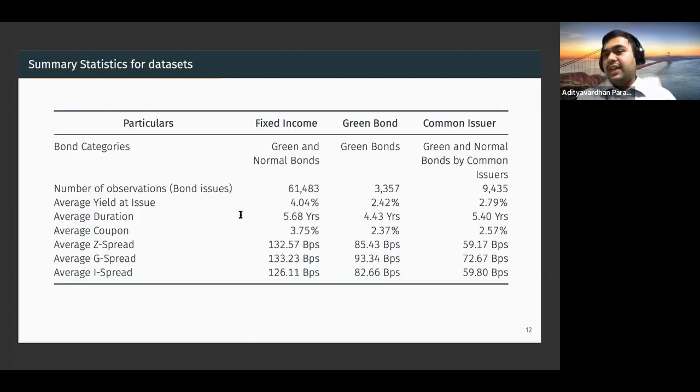We can see that the average yield at issue is higher for the fixed income data set, that is, the data set which has normal bonds as well as green bonds, and lower for green bonds, which indicates that there is a lower yield for green bonds as compared to normal bonds. But we have to prove this using an empirical specification and try to establish a relationship with the greenness of bonds. So for that, we have used the following empirical specification. Next slide.